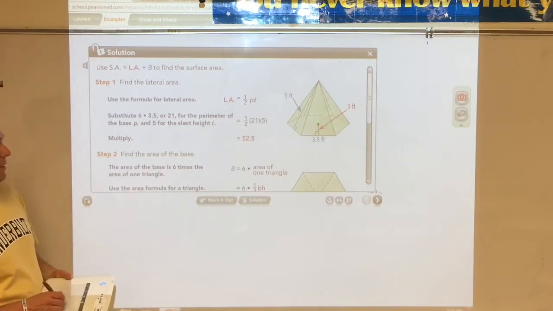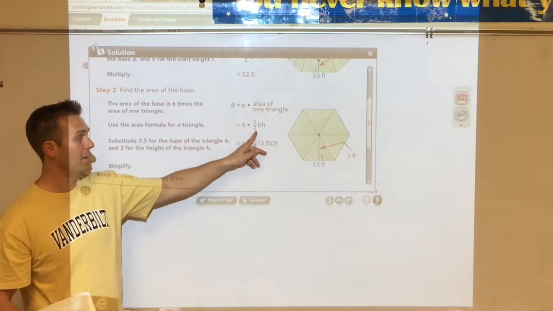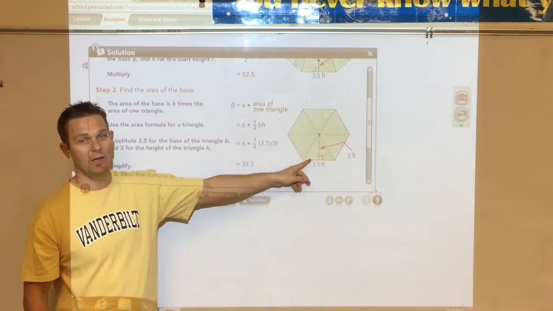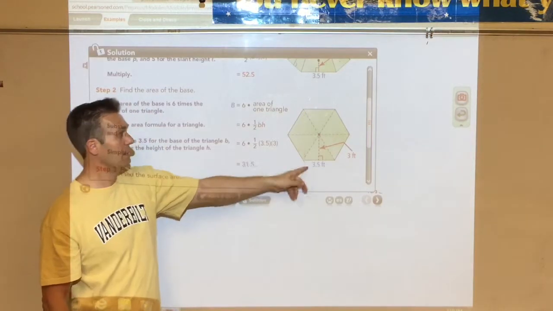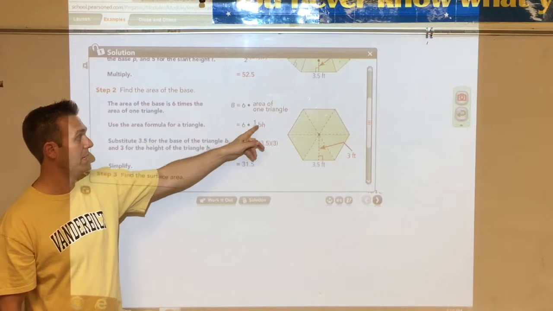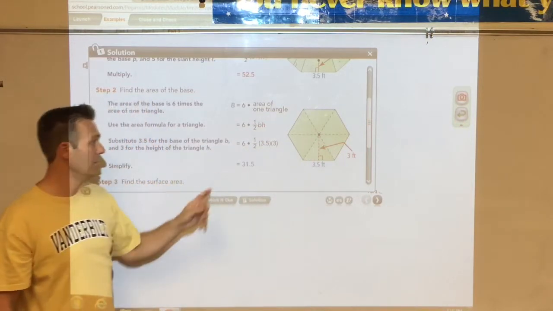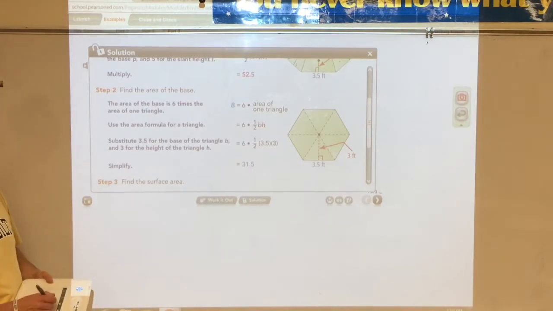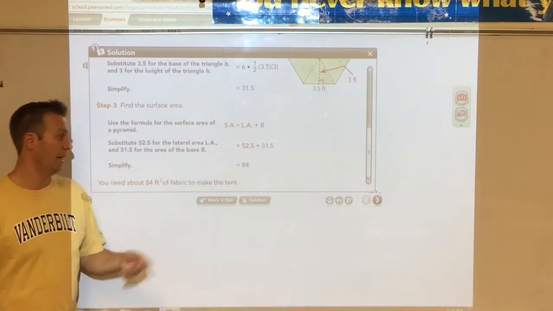Then we have to find, for one of the triangles, base times height divided by 2. When we find one of them, we multiply it by 6 because a hexagonal base is going to have 6 triangles in it. So base times height divided by 2, 3.5 times 3 divided by 2 times 6, gives you 31.5. Then you add the 52.5 and the 31.5 together, and you get your answer, which is 84.